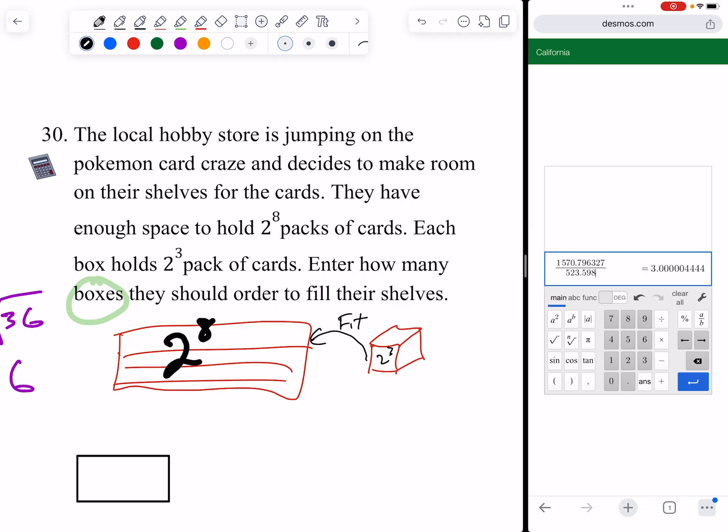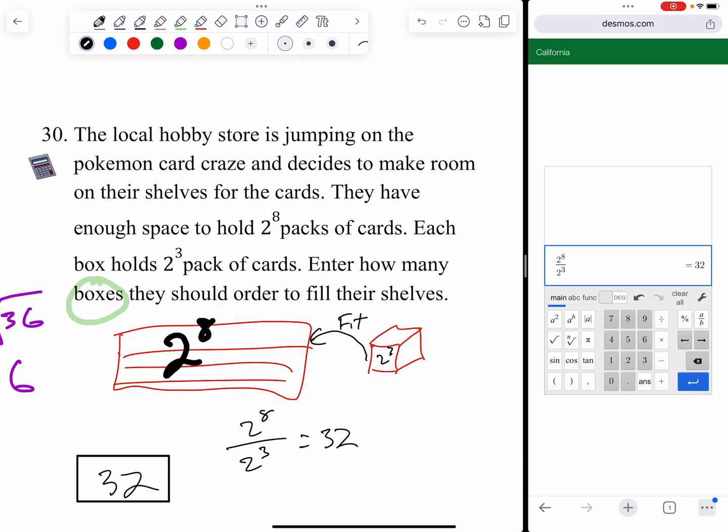Okay, so that's just division, right? So let's see. I'm going to take 2 to the 8th divided by 2 to the 3rd. So fraction button. 2 to the 8th over 2 to the 3rd. And I get 32. Yeah, that was it. That was pretty simple. How many boxes? There are 32 boxes that fit into there. Okay. All right.